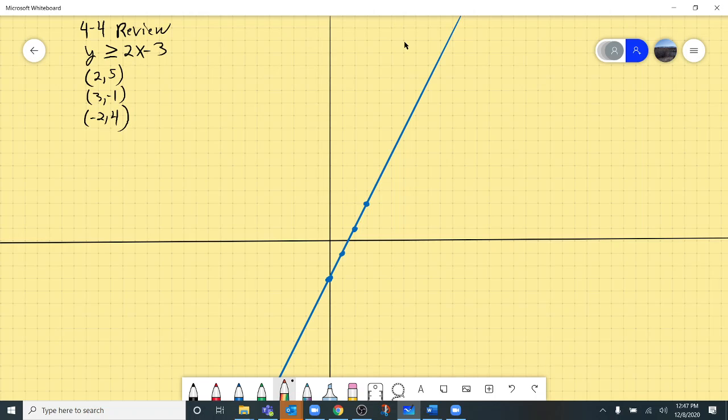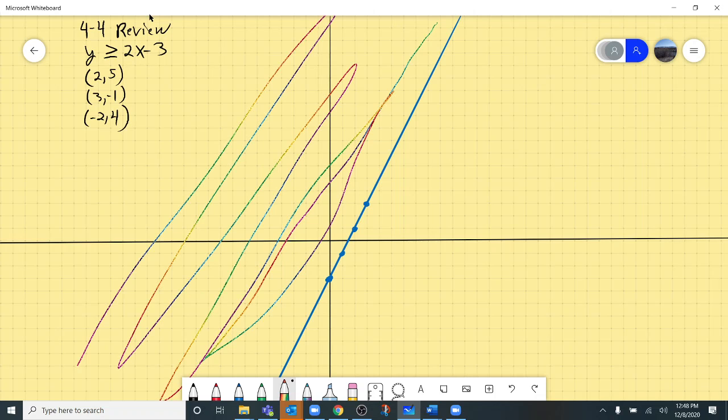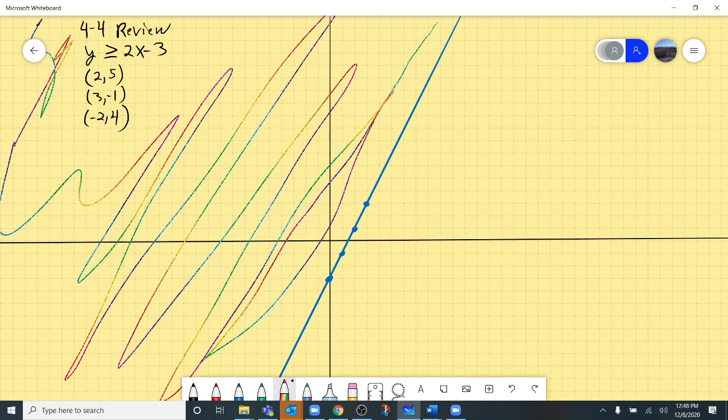Okay. And then the second thing is, is it greater than? Is it less than? Sometimes it's hard to remember. The wide side is the greater side. So y is greater than 2x minus 3. And if y is greater than 2x minus 3, that means everything above the line, because these are our y values, so everything above the line is going to be part of the solution. So I would shade in all of this.